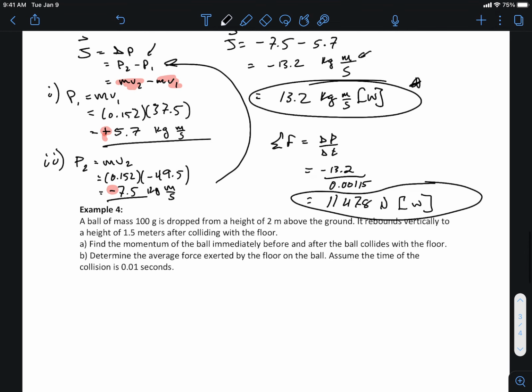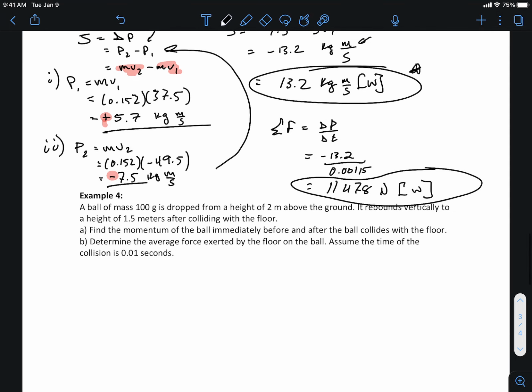Okay, one last question. A ball of mass 100 grams is dropped from a height of 2 meters above the ground. Okay, it rebounds vertically to a height of 1.5 meters after colliding with the floor. Okay, we want to find the momentum of the ball immediately before and after it collides with the floor. Okay, that's part A. And then part B is basically the same. We want to determine the average force exerted by the floor on the ball. Okay, and we're going to assume that the time of the collision is 0.01 seconds.